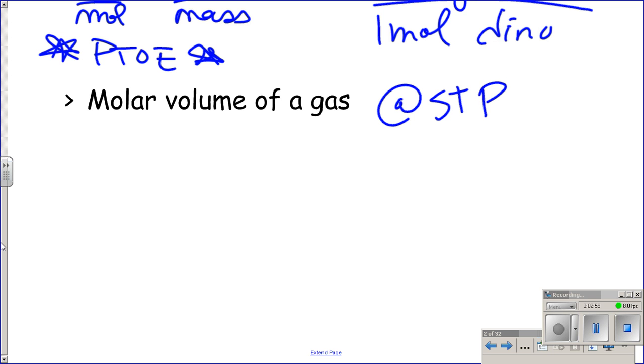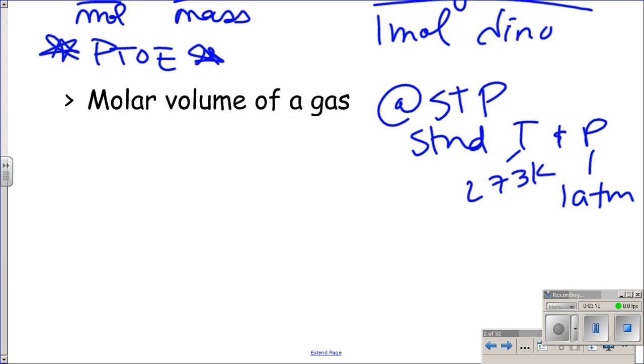STP, what did that stand for? Standard temperature and pressure, right. So we're going to talk about what these are, 1 atmosphere and 273 Kelvin. We'll see that again a couple slides from here. Molar volume is only about a gas, okay? Only gases. Are gases close together or far apart from each other? Far apart. So one molecule of gas is, let's say, a foot away from another molecule of gas. 6.022 times 10 to the 23rd of those would take up so much space, because they're just far apart from each other naturally.